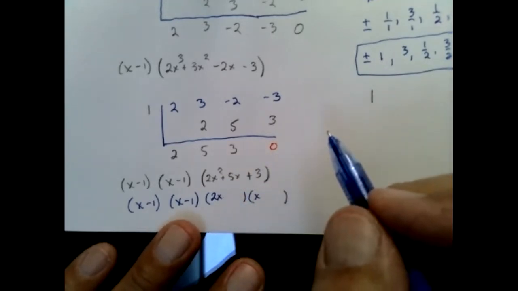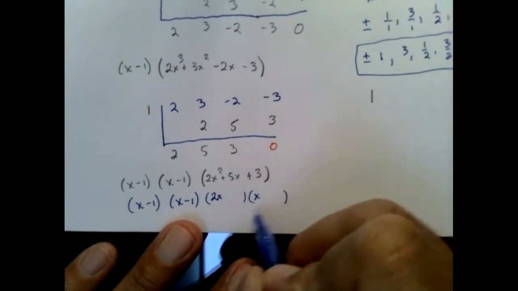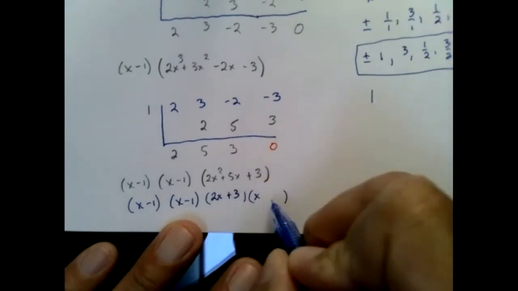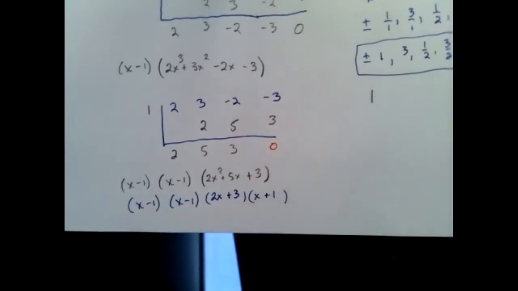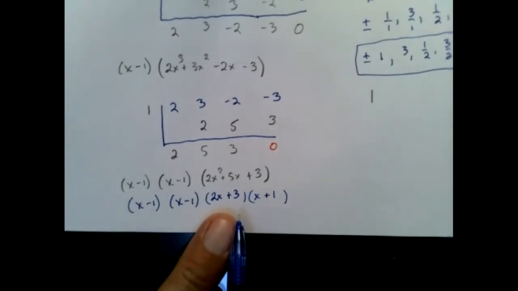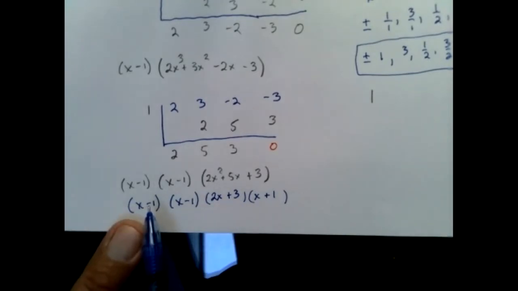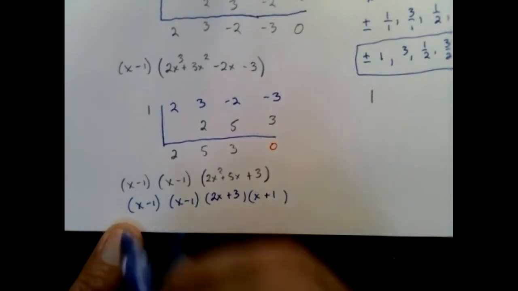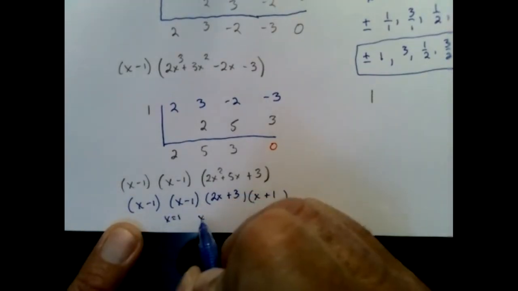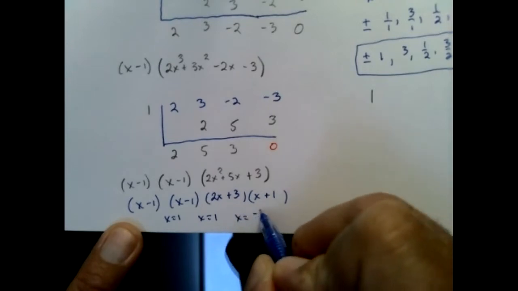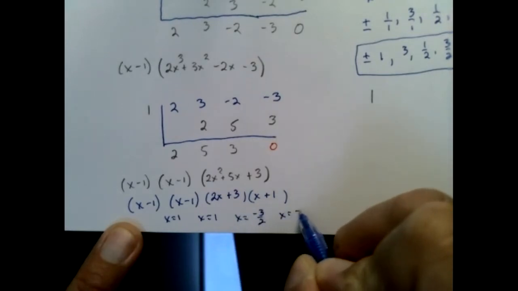I'm still leading the charge on this first one. Factors of 3, looks like if I put a plus 3 here and a plus 1 there, pow! I found the factors. 1, 1. This guy is actually negative 3/2. Again, if I set this equal to 0, x would equal 1. So x equals 1, x equals 1, x equals negative 3/2, x equals negative 1.